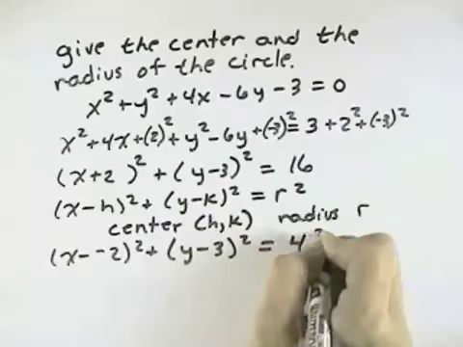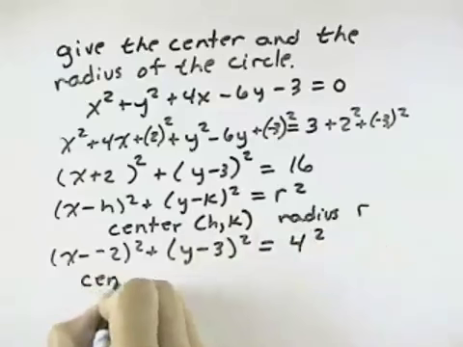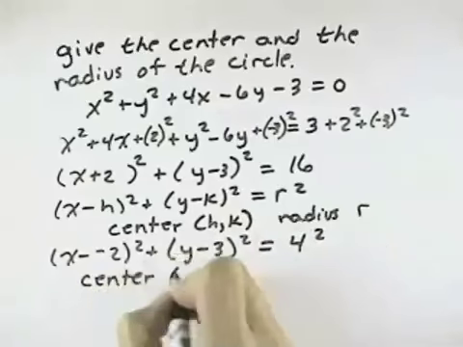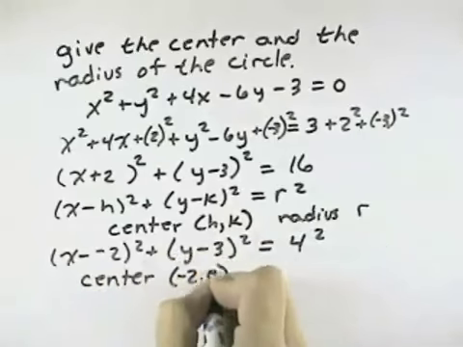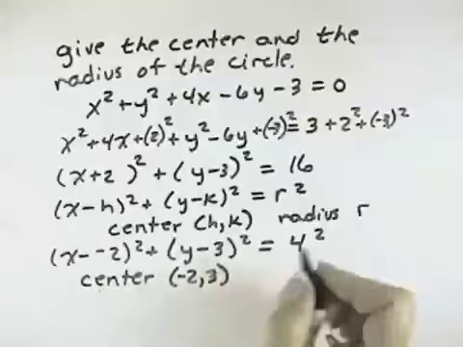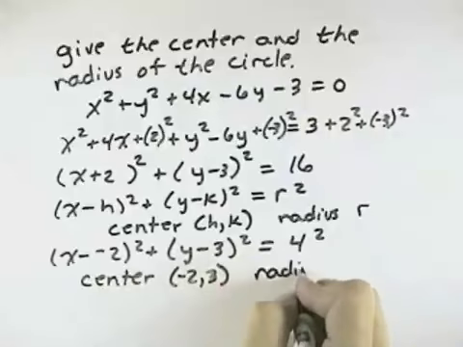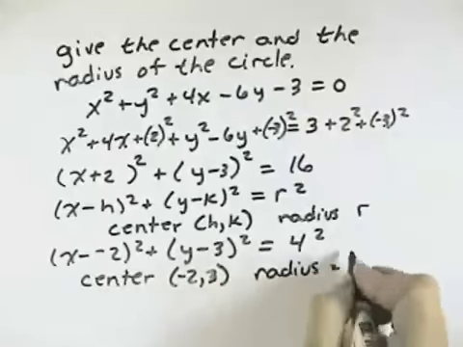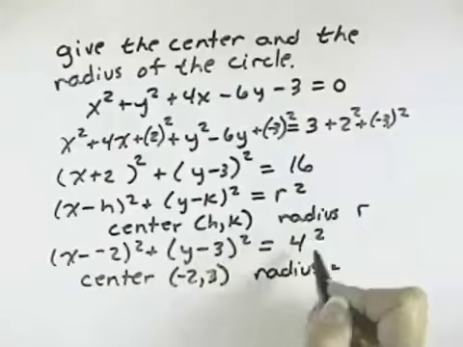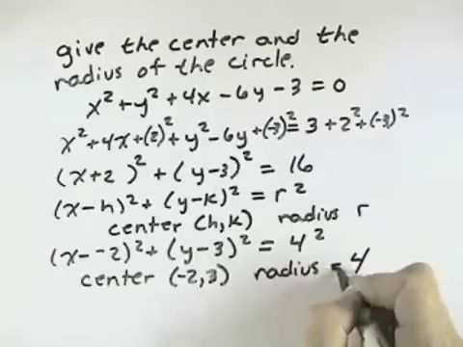And 16 is 4 squared. So that now we're able to read off the center as the -2, 3, which are the two numbers we're subtracting from the x and the y, and read off the radius as the square root of 4 squared, which is already written that way, so the radius is 4.